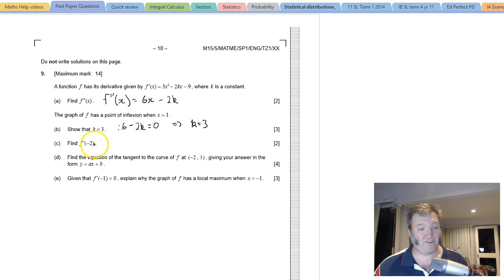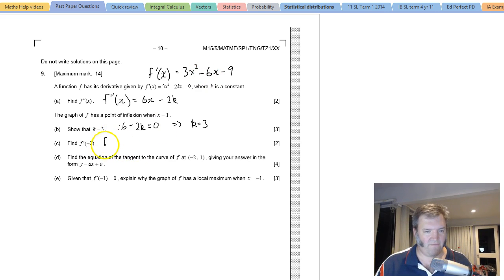Find f dash of negative 2. Well, here we've got f dash of x. We now know what value k is. So this is actually 3x squared. K is 3, so it's minus 6x. Whoa, that's a bit wonky. Try that again. Minus 6x minus 9. That's f dash of x now. When k equals 3, that negative 2 by 3 will become negative 6.